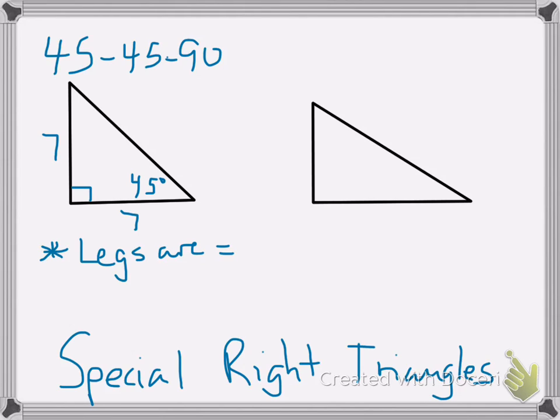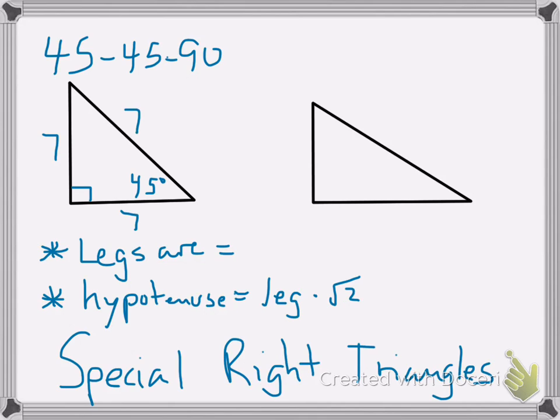Okay? And the other thing that is true in all of these right triangles is that the hypotenuse is equal to the value of the leg times the square root of 2. So in this particular example that we're looking at, if both of the legs are 7, then the hypotenuse is going to be 7 times the square root of 2.